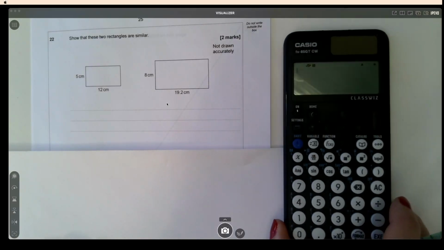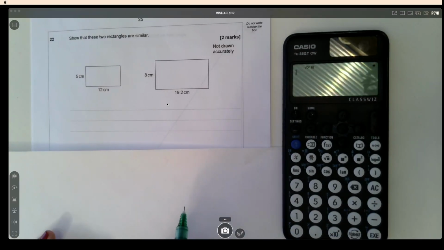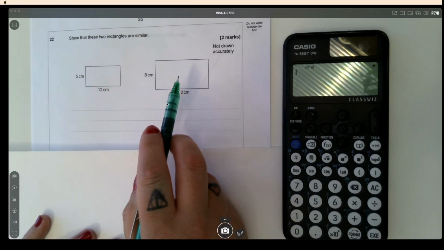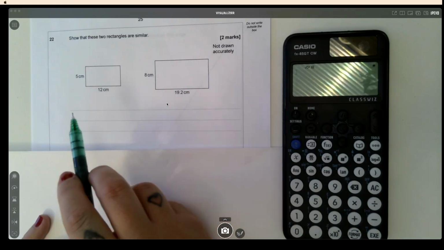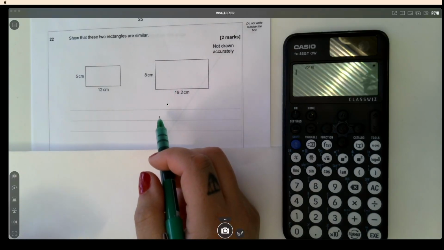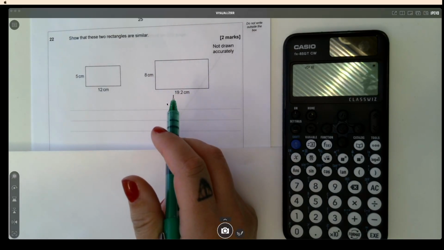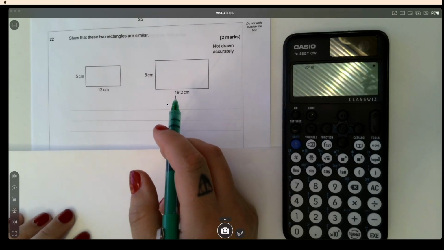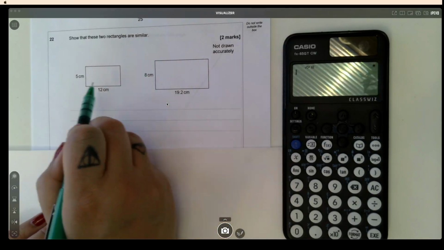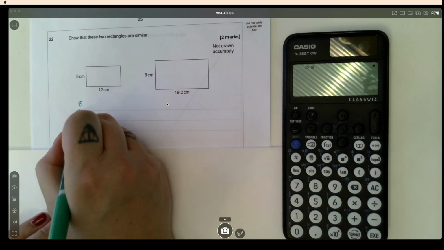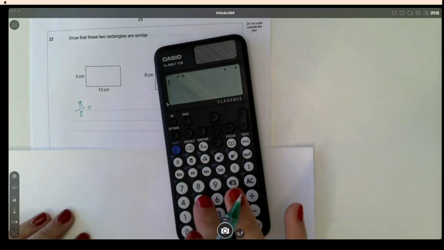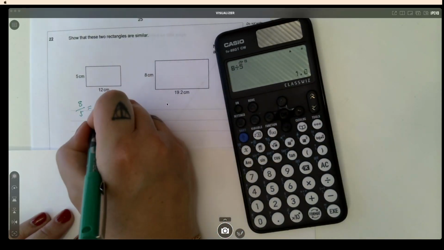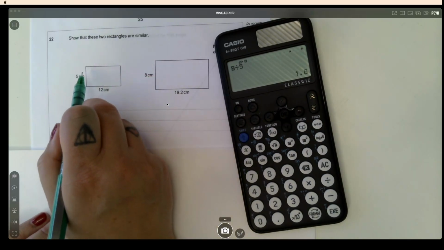Question 22. Show that these two rectangles are similar. For these two rectangles to be similar, they will have a scale factor that's the same. That gives them a proportional relationship. So we're going to find the scale factor for these shapes and see if it is the same. If I was using these two corresponding sides, the larger divided by the small, so 8 divided by 5 gives us a scale factor of 1.6 for the width of the rectangle.